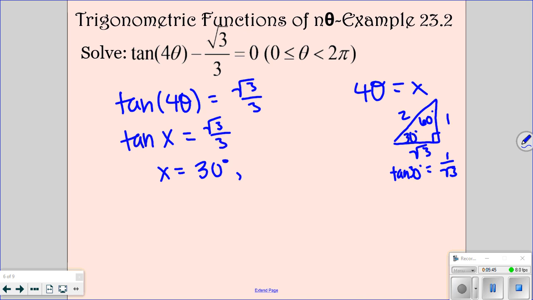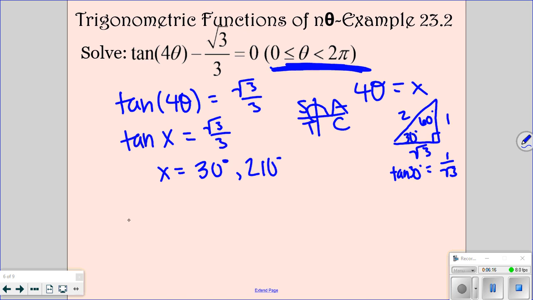Now for the other one, where else is tangent positive? Go back to your All Students Take Calculus. Tangent is positive in the third quadrant. So what is a 30-degree angle in the third quadrant? Well, you go 180 plus another 30. That puts you at 210. Okay, but I'm not going to continue in degrees just yet because it says we want it in radians.